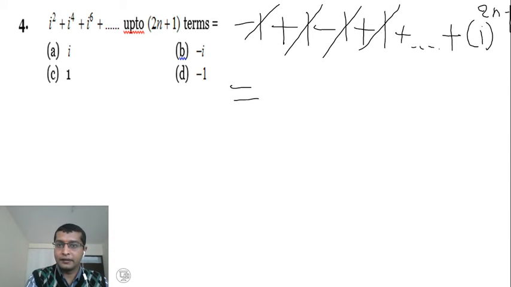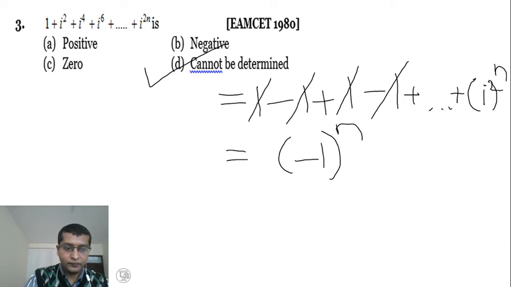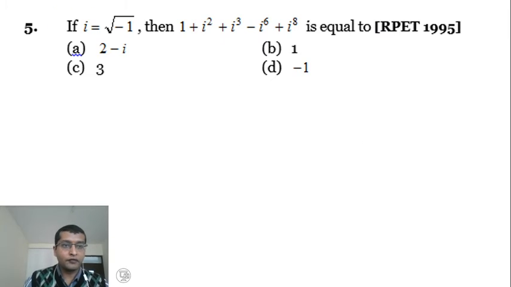Then we get i square raised to 2n minus 1, which is an odd number here. So an odd number means we get the answer as minus 1. Therefore which is the correct option? D is the right answer. Okay, D is the right answer. Next we'll move to the fifth example.